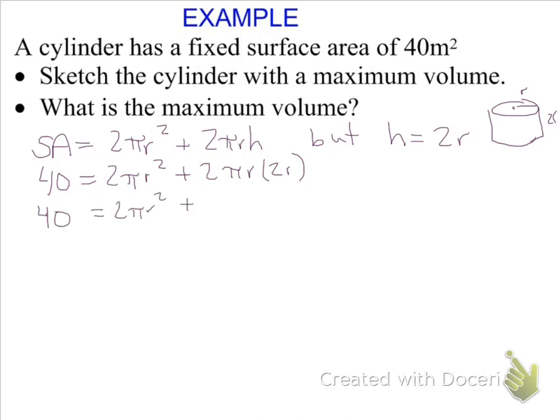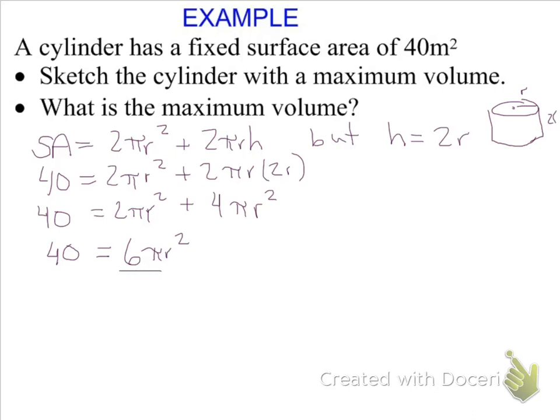So if we look at this expression, this polynomial, it says 2 pi r times 2r. Well, 2 times 2, they're numbers. We can multiply those. That's 4 pi. And then r times r is r squared. So when I read this expression, I have 2 pi r squared plus 4 pi r squared. Well, in total, that's 6 pi r squared. And that equals 40. Now the goal here is to isolate r, and that's the only variable.